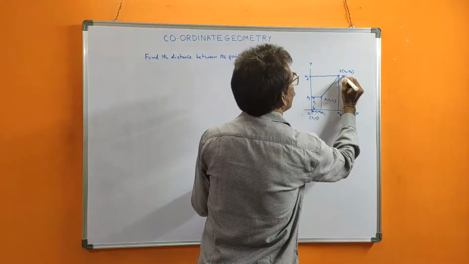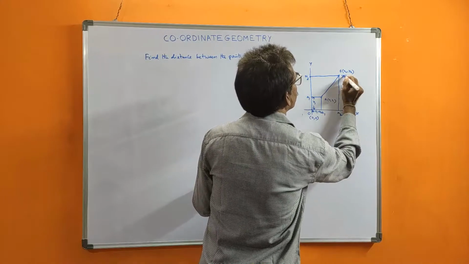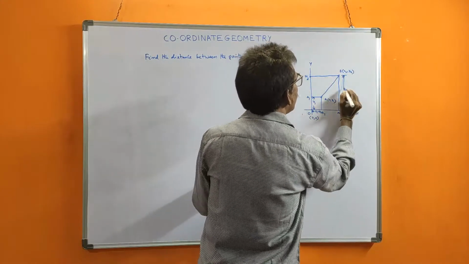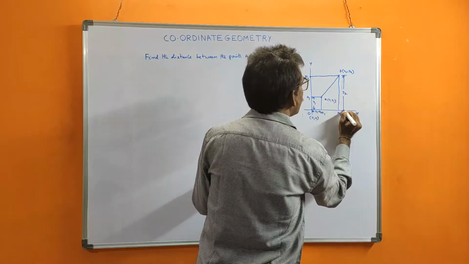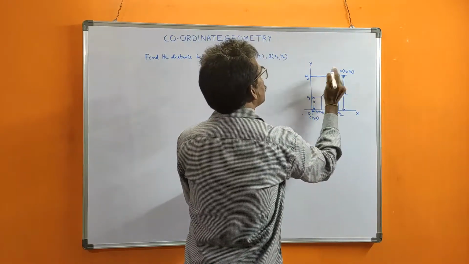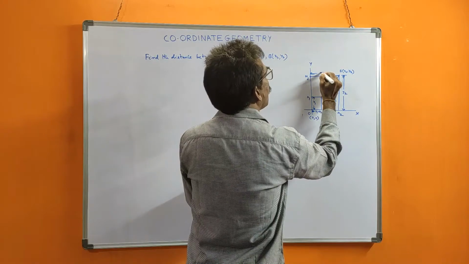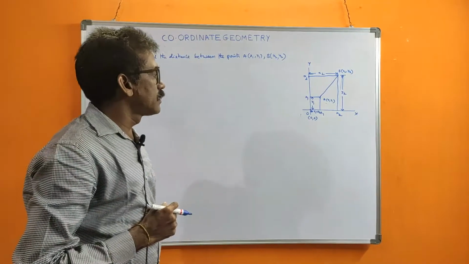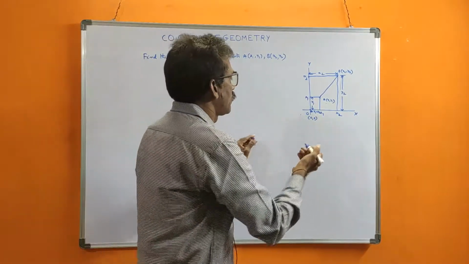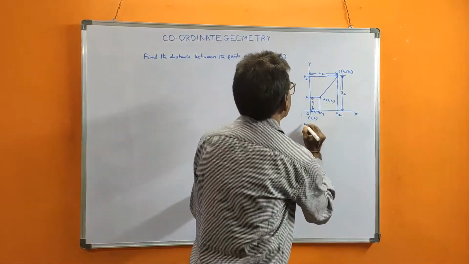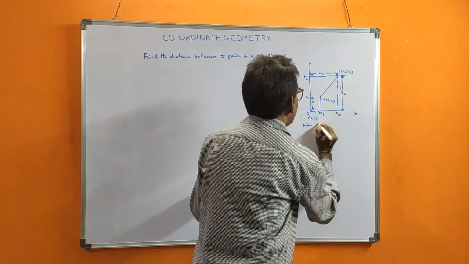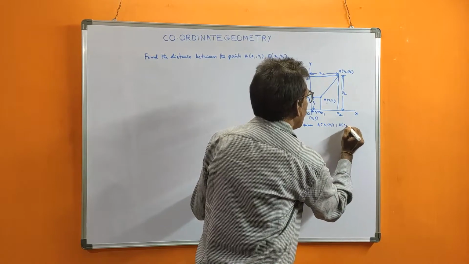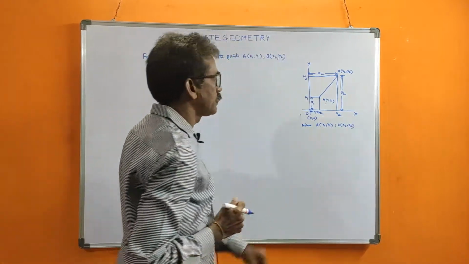In the same way here too, see this point is here, the distance from here to here is y2. The y distance is y2. From this point the x distance is x2. We know this. Now, given points A (x1, y1) and B (x2, y2).